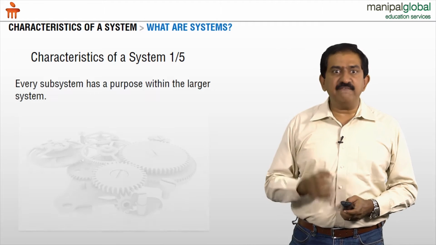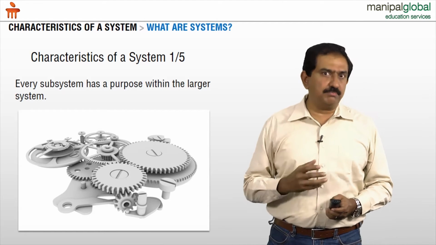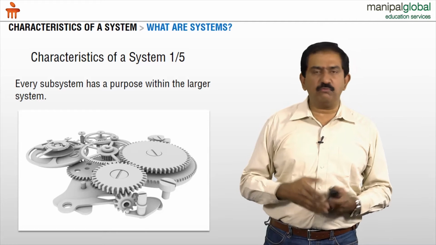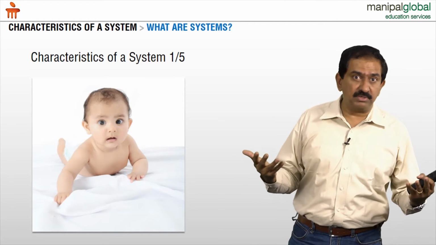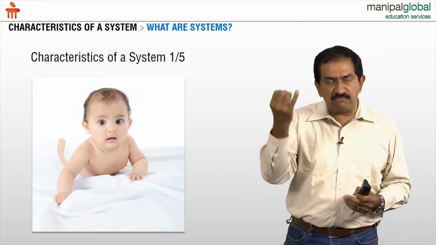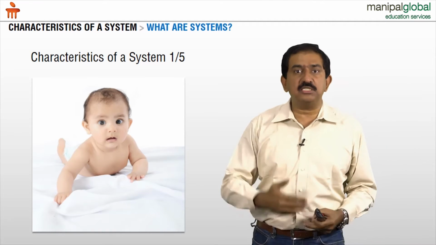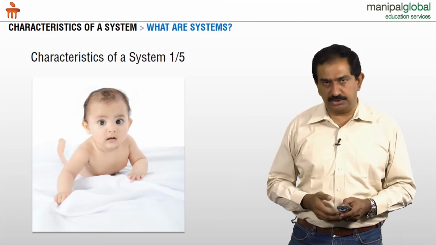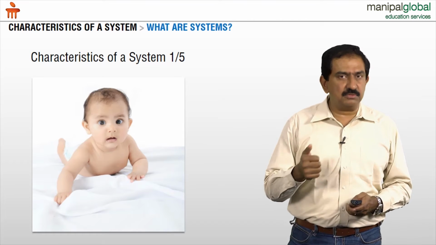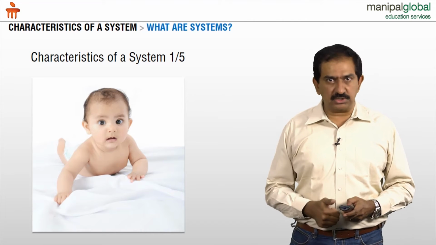Characteristic number 1. Every subsystem has a purpose within the larger system. So, for example, if you take the human body, which is by far one of the most complex systems, every subsystem, a finger, my lungs, my heart, has a function within this system called the human body. So, every subsystem has a function within the larger system.